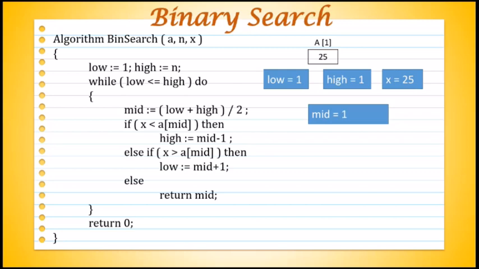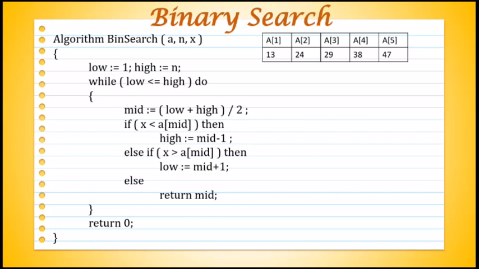So because the if condition as well as the else if condition were false, we will execute the else part. So in the else part, what we are doing, we are returning the mid value. So return mid means what? Return 1. So that value will be returned to the algorithm. So that means the searching element is present at the first position. So we got our searching element in the list. So it will return the mid value, that is return 1, and the algorithm will stop here.